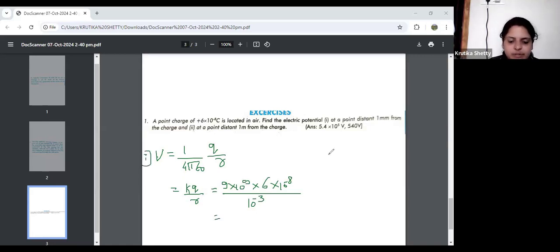Similarly, the second simplification. In the second question, they are asking to calculate the potential at a distance of 1 meter. So again, same, it is 1 upon 4 pi epsilon naught Q by R. And here the value is 9 into 10 raised to 9 into 6 into 10 raised to minus 8 upon 1 meter, as they have said now. So in the first part they said 1 millimeter, in the second they said 1 meter. Yes, you can just try the simplification.